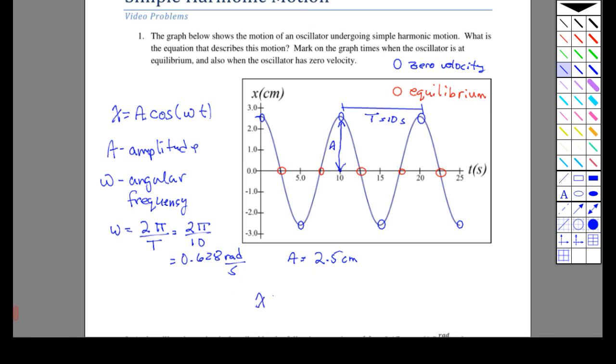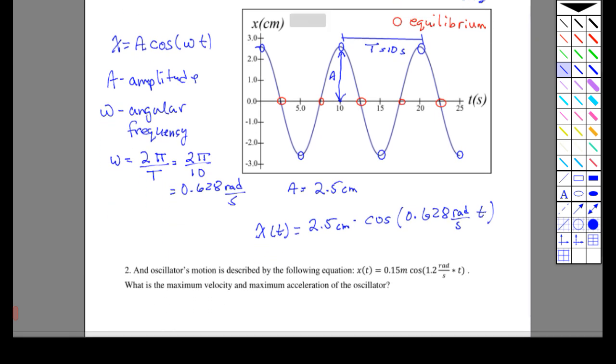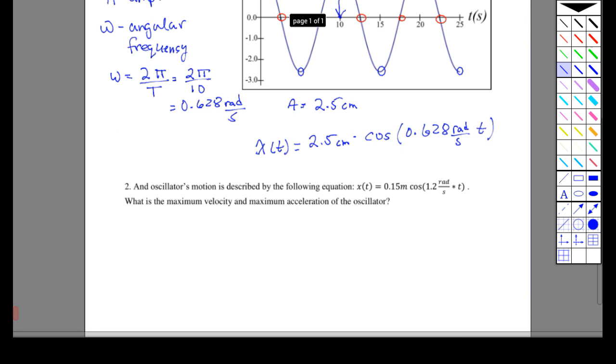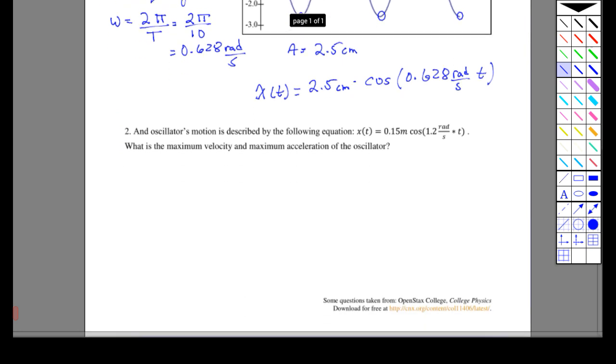So x is a function of t, and it's equal to 2.5 centimeters times cosine of omega, which is 0.628 rads per second, times t. Great. Okay, so now we're going to go to the next problem. We have an oscillator. Its motion is described by this equation here. We want to find the maximum velocity. So we're given the position. So what's the maximum velocity?